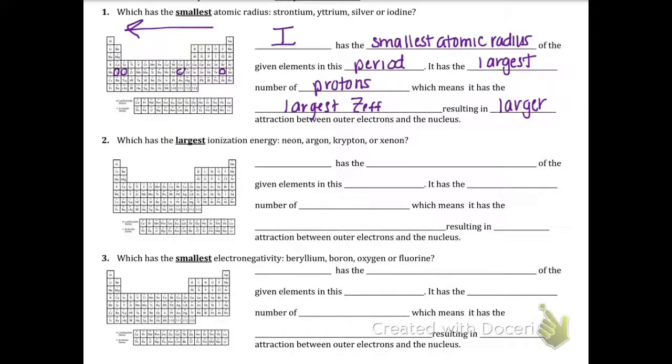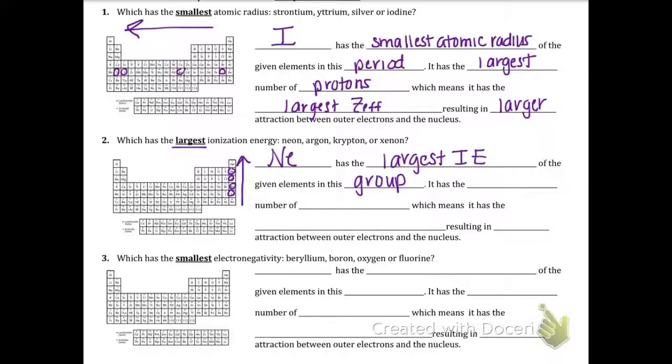Okay, number 2, which has the largest ionization energy? Neon, argon, krypton, or xenon? Okay, let me mark them really quick. So they're all these noble gases over here. Ionization energy increases going up. So if it's looking for the largest one, then we are talking about neon. Neon has the largest ionization energy of the given elements in this group because they're all in the same column.